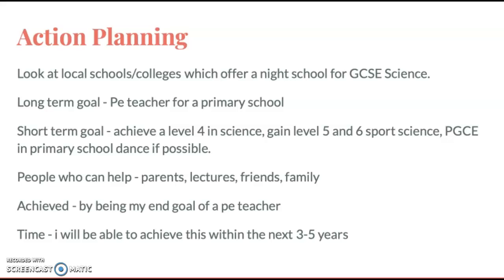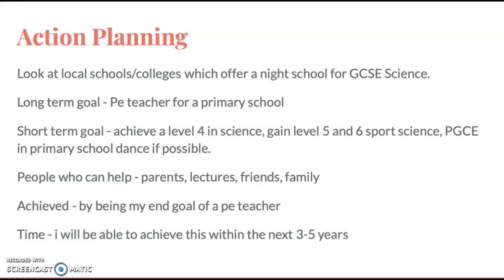My short-term goals to help me achieve my main long-term goal are to join the first 3 years at university. I need to find a night school which redoes GCSE science, as I need to get a level 4 to go onto my PGCE. This should take me roughly around 1 year.